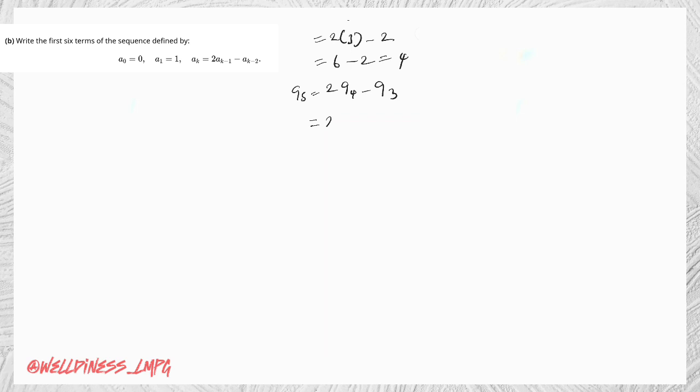So A4 we solved and we got 4, so that will be 2 times 4. And from our earlier question, we solved A3 to get 3, so that will be 3. So you are left with 2 times 4 minus 3. I know that 2 times 4 will give you 8. So 8 minus 3 will give you 5. So our first six terms are 0, 1, 2, 3, 4, 5.